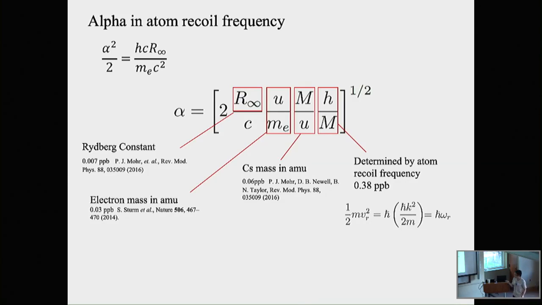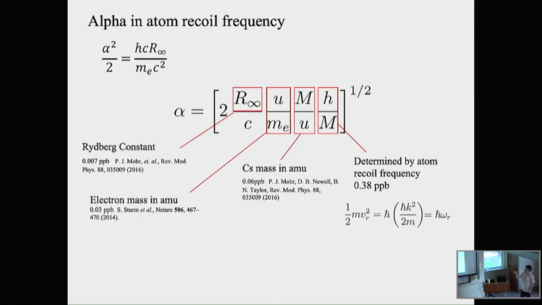And I also want to point out that in the newly published SI units, this h, the Planck constant, is now an exact constant, so there's no uncertainty with it. So what we are measuring, you can think, is the mass of a cesium atom.